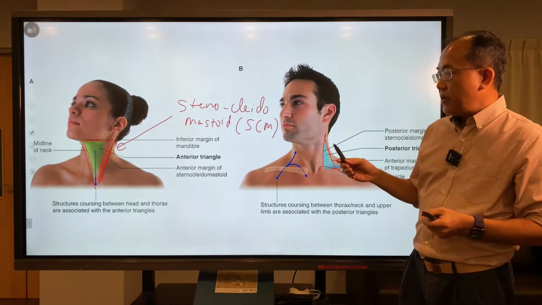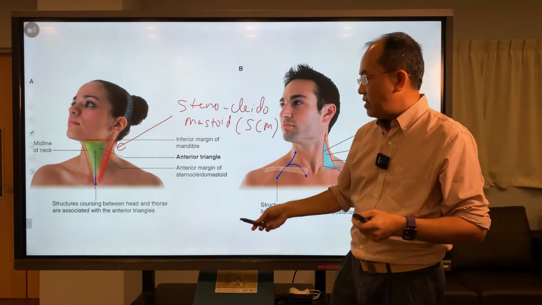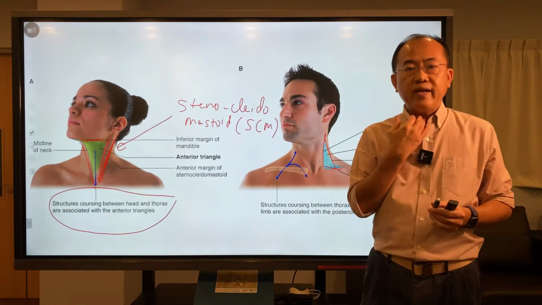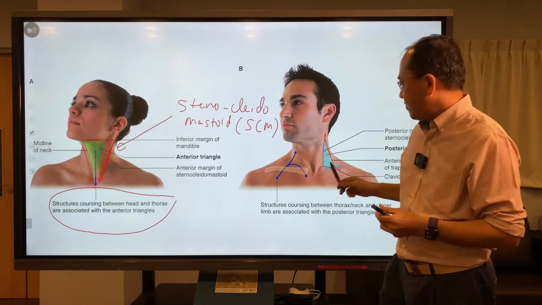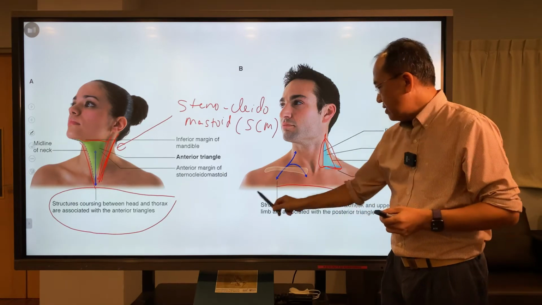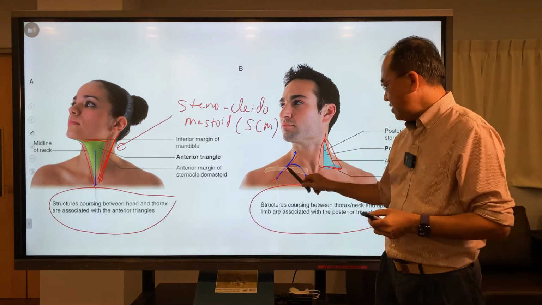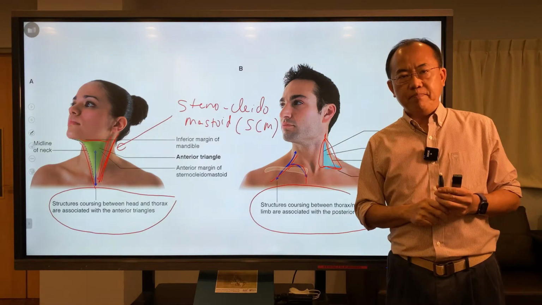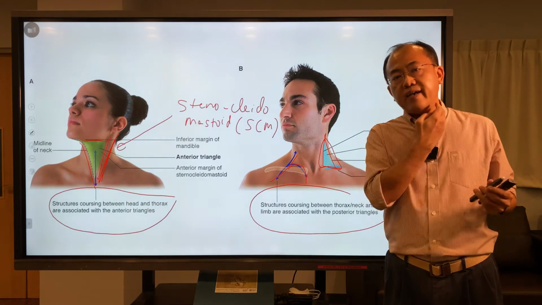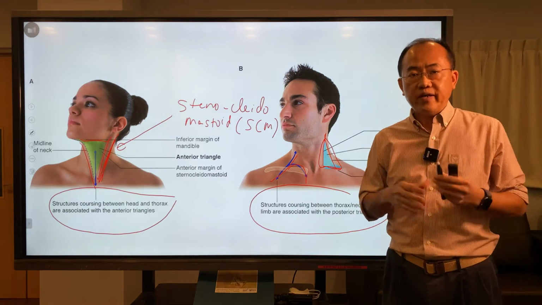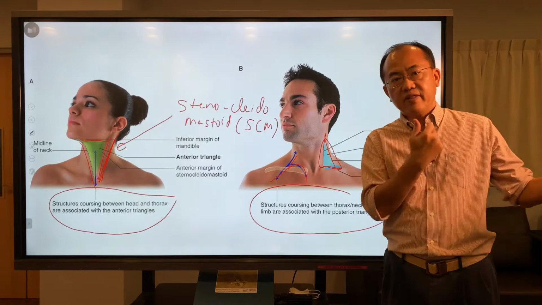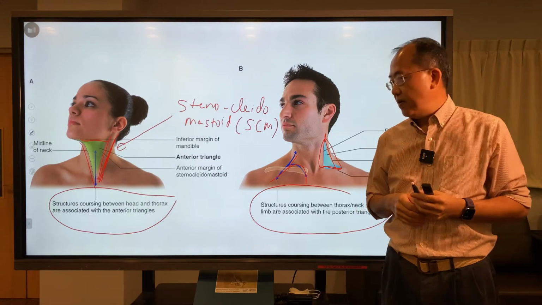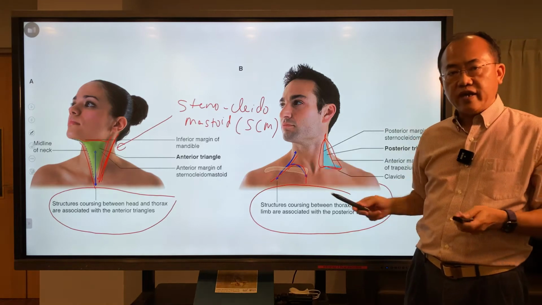So the other thing that you need to take note of is that the anterior triangle is where structures communicate between the neck and the thorax. As for the posterior triangle, it is where structures communicate between the neck, thorax, and the upper limb. Right, please take note, the neck is a conduit, there is a lot of communication between structures in the neck, thorax, and the upper limb. Right? So just take note of this triangle.